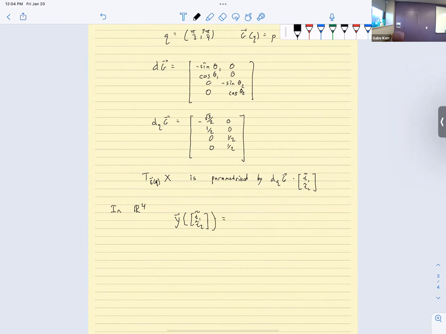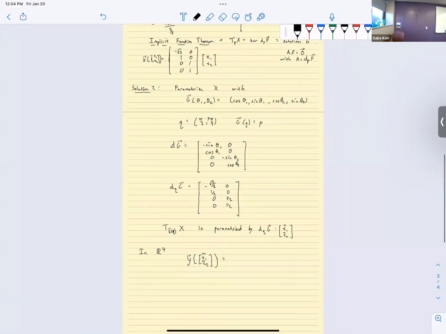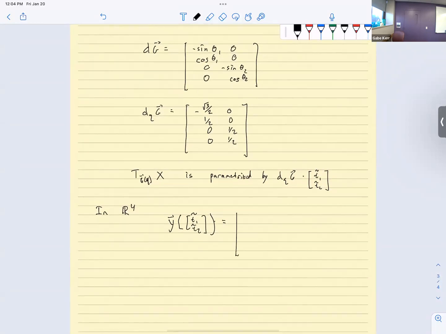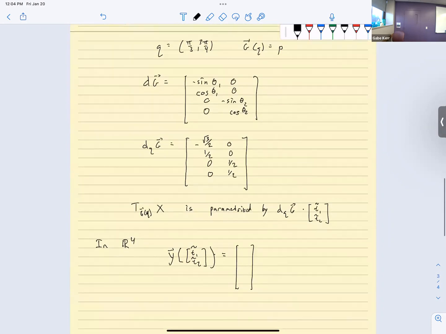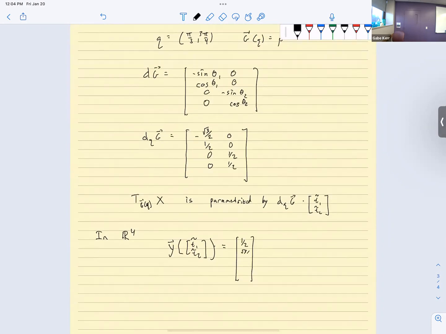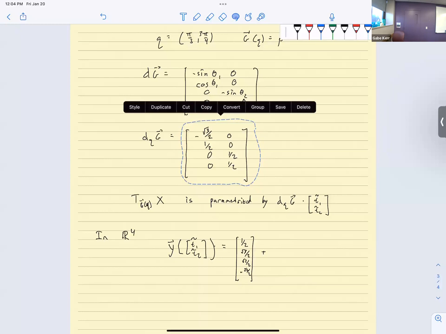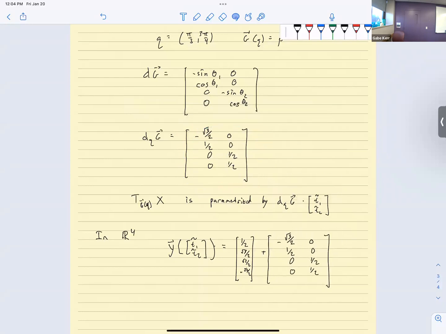I'll just say, okay, we'll take the actual point, which is given by whatever coordinates, and add essentially this derivative matrix, times T. This gives a subspace in R4, an affine subspace, because you're translating.